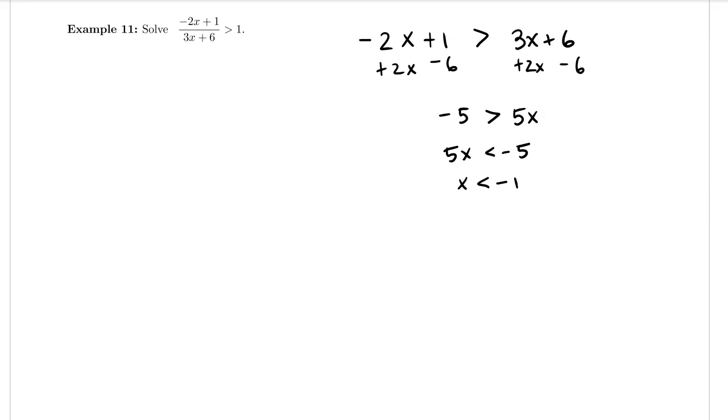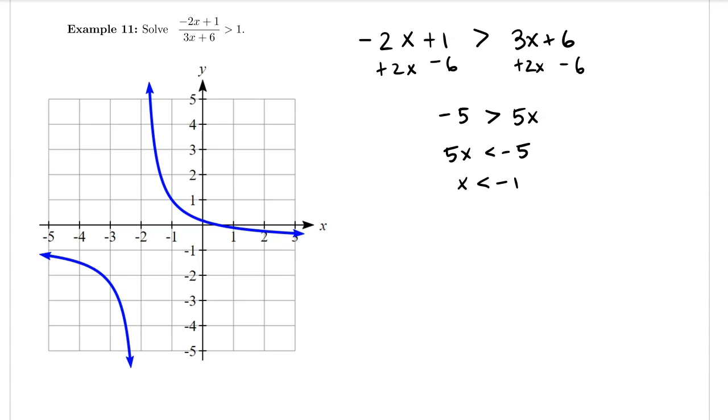So graphed in the blue here, I have shown the graph of y = (-2x + 1)/(3x + 6). And I would like to know when that is greater than 1. And if I find 1 on the y-axis, that is this line right here. And so essentially we're looking at the graph and we're wanting to know, when is this above the line y = 1, or in other words, above the pink line.